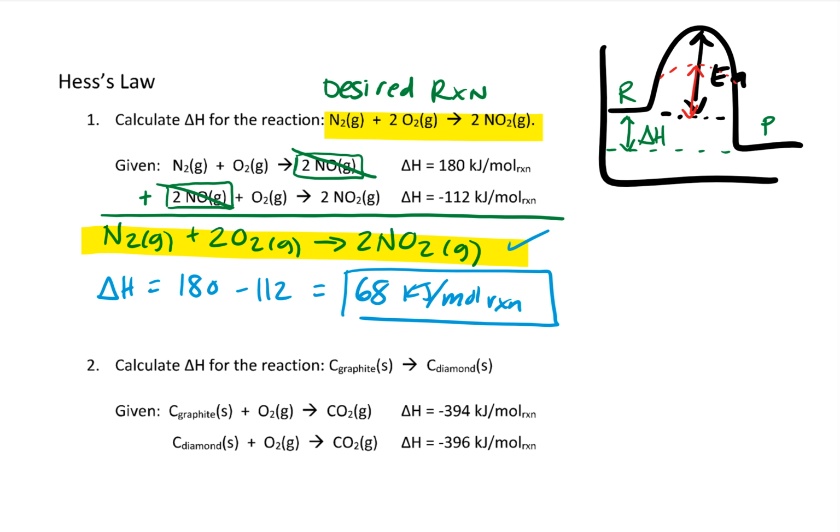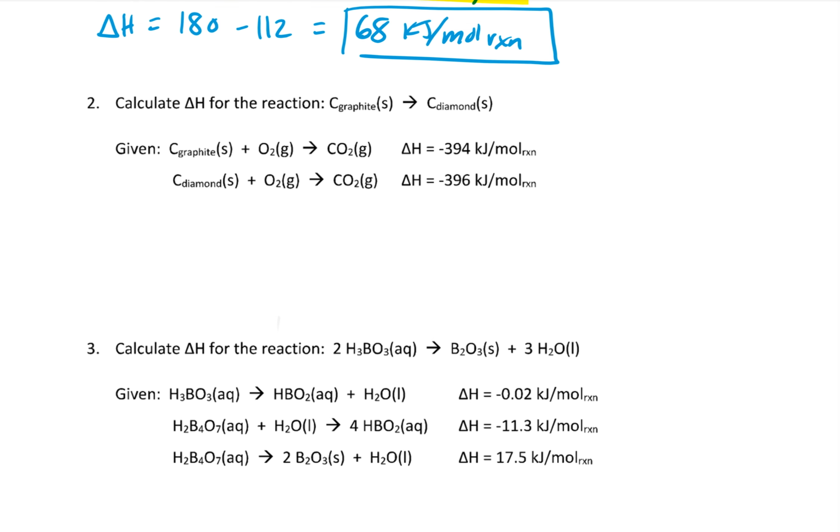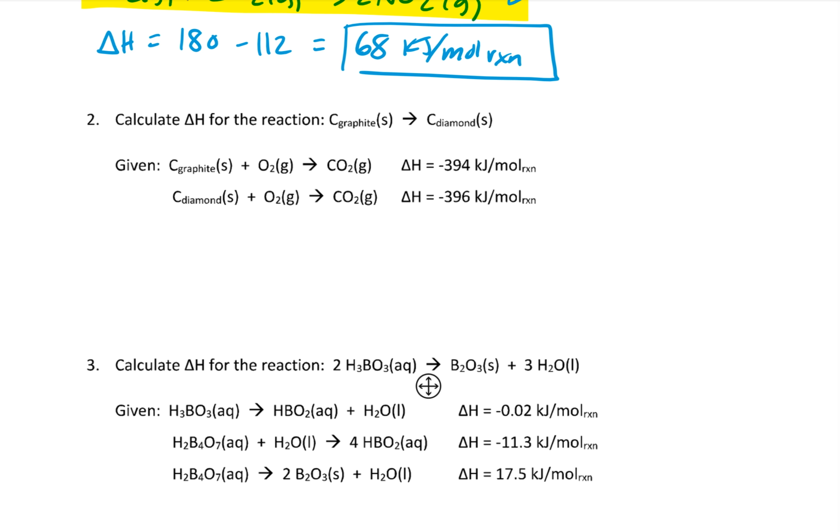Okay, so let's try number 2. I have a desired equation. I would like to take graphite and turn it into diamond. So taking pencil lead, turning it into diamond. That's the desired equation. And I have this information. Okay, so I start the same way. Do I have the correct reactants and the correct products? My desired reactant is graphite. So I check the first equation. There's graphite. It's a reactant, so we're good.